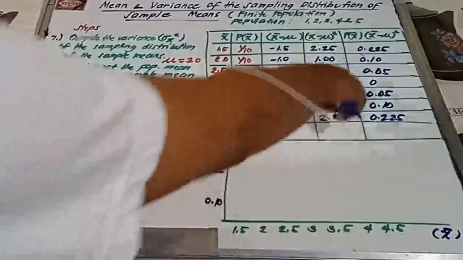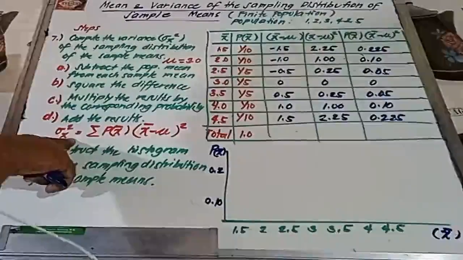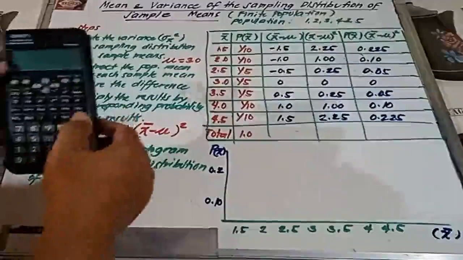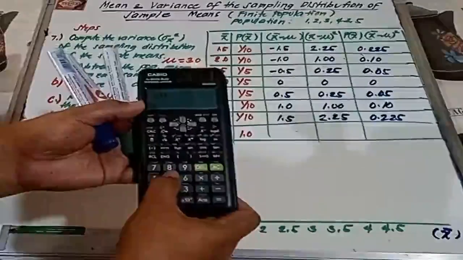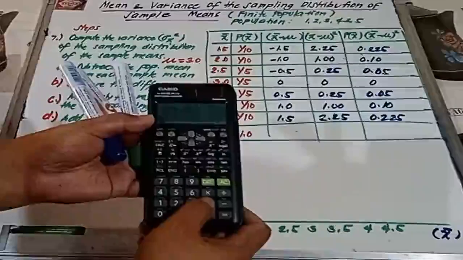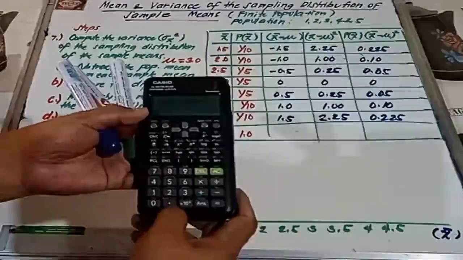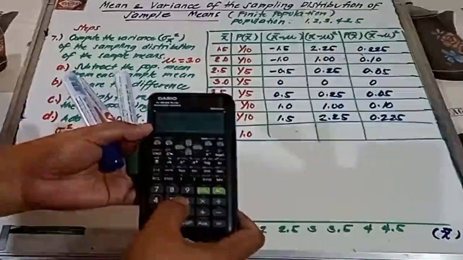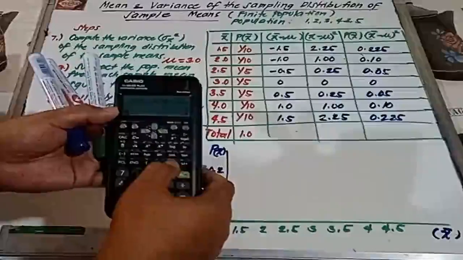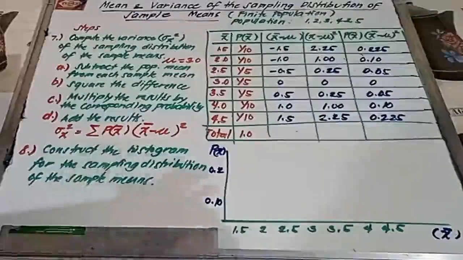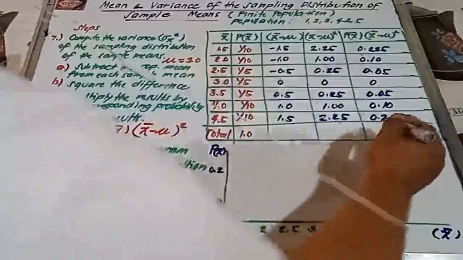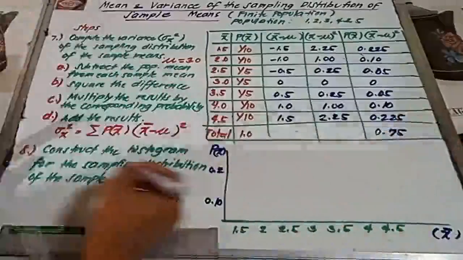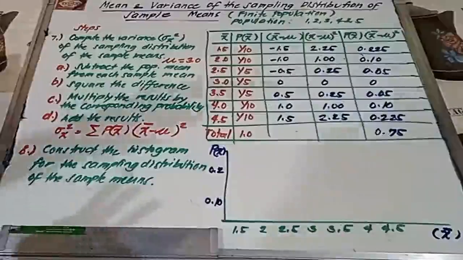Okay. Then, pagkatapos nun, we're going to add the results. And the sum is actually the value ng ating variance ng sampling distribution of the sample mean. So, i-add natin. So, we have 0.225 plus 0.1 plus 0.05 plus 0.05 plus 0.1 plus 0.225 is equal to 3/4, or that is 0.75. So, the value of the variance is 0.75. Okay na. So, nakuha na natin ang variance.